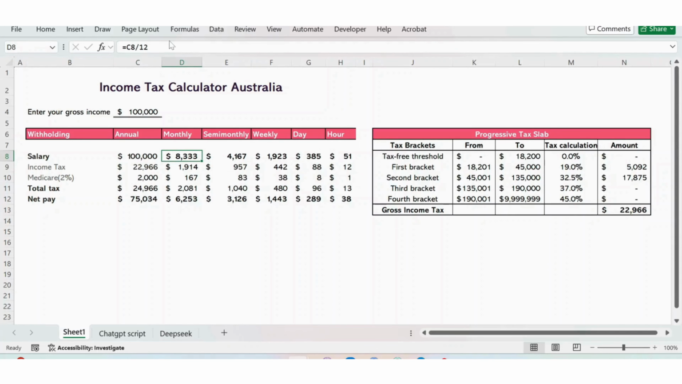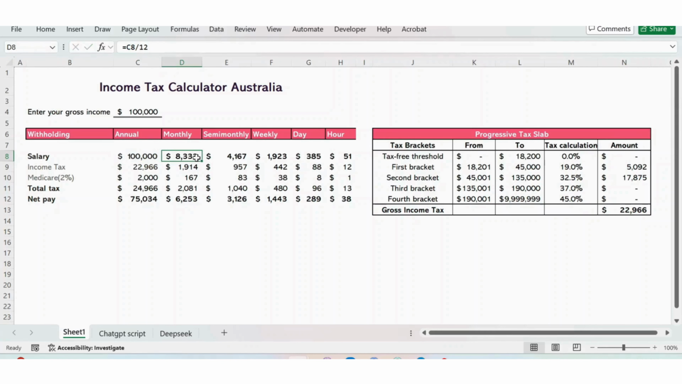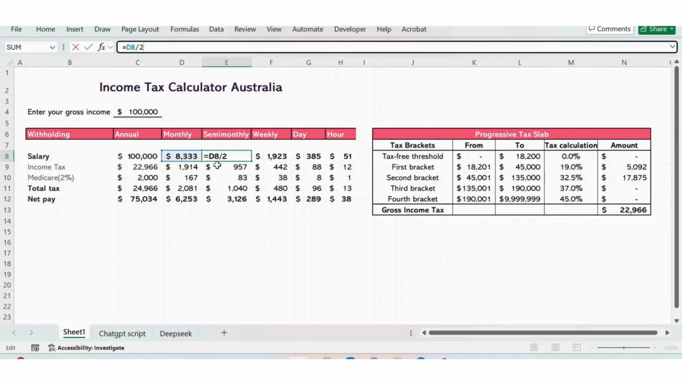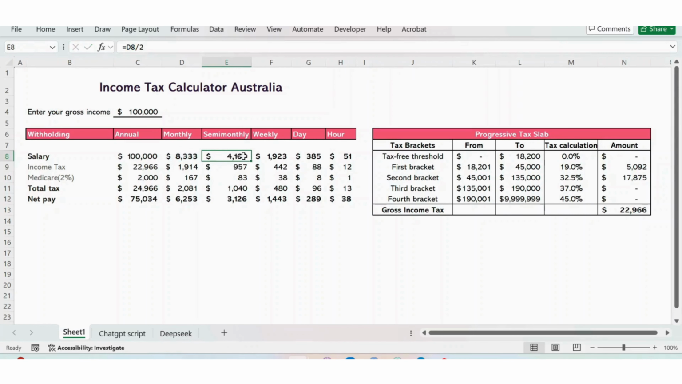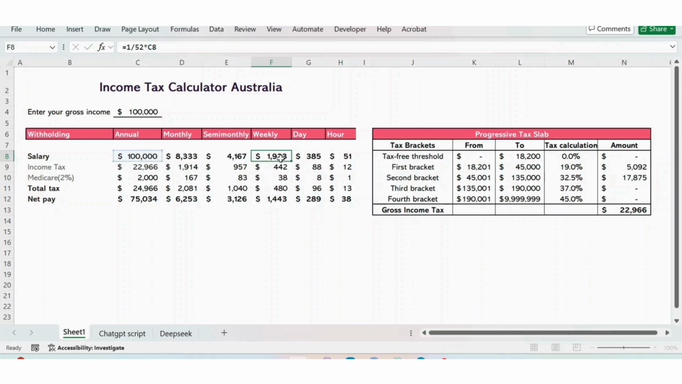Part 4, breaking down to monthly, weekly, daily, and hourly. Now, how does it calculate monthly, weekly, daily, and hourly values? Let's look at the salary row. Monthly equals annual divided by 12, so $100,000 divided by 12 equals $8,333. Semi-monthly equals monthly divided by 2, which yields $4,167. Weekly equals annual divided by 52, which yields $1,923.